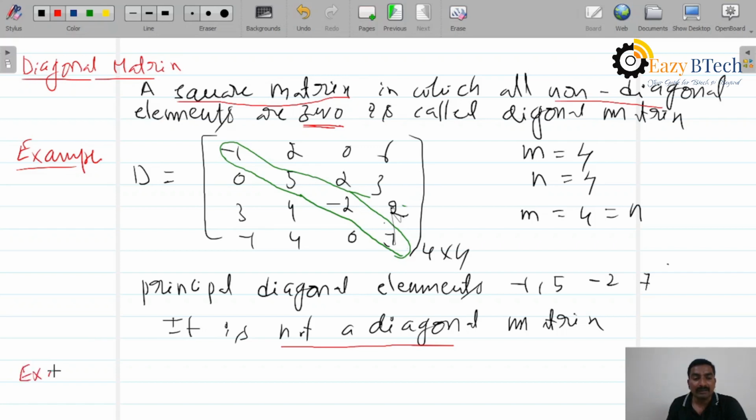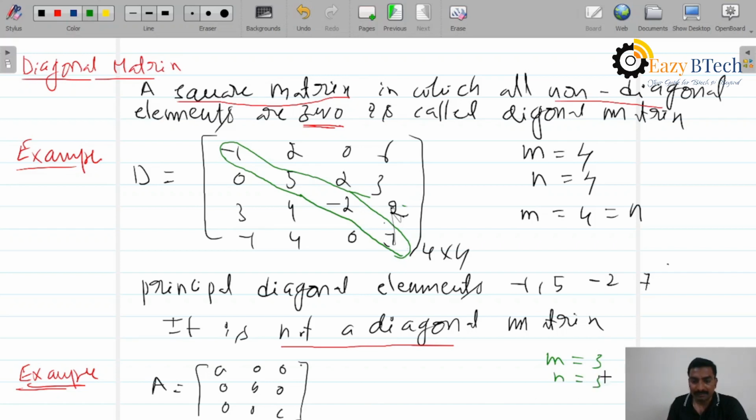See another example. Suppose A equals the matrix with A, 0, 0 in the first row, 0, B, 0 in the second, and 0, 0, C in the third. First see, is it a square matrix or not? It is a square matrix, because there are 3 rows and 3 columns. The order is 3 by 3, and 3 by 3 means it is a square matrix.